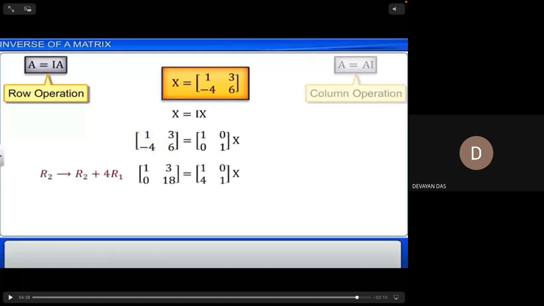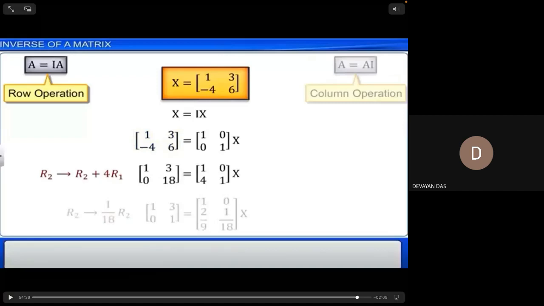Suppose in the place of -4, +8 is there. So what operation should be done? If it is +8, then R2 goes to R2 minus 8R1. But the same thing should be done in the right side matrix, the 1001 matrix. We have to apply that there also.